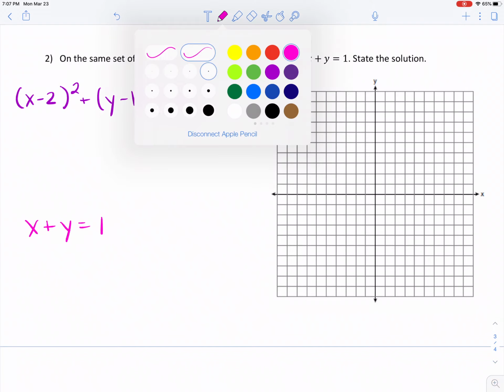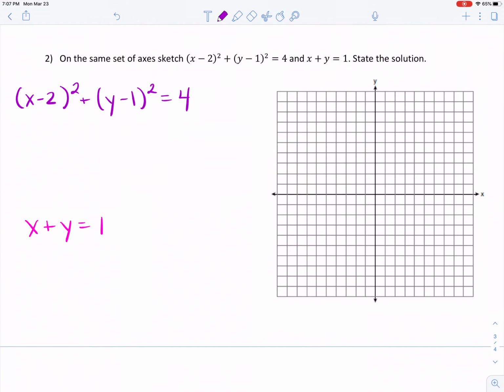Okay, another equation where x and y terms are both squared, but this one has the parentheses. So to get the center, I know to take the opposite of the two numbers in the parentheses. So the x coordinate's going to be positive 2. The y coordinate's going to be positive 1, making the center 2, 1. The radius is going to be the square root of 4, or 2.